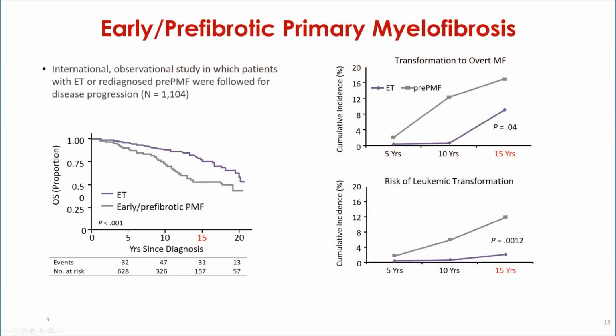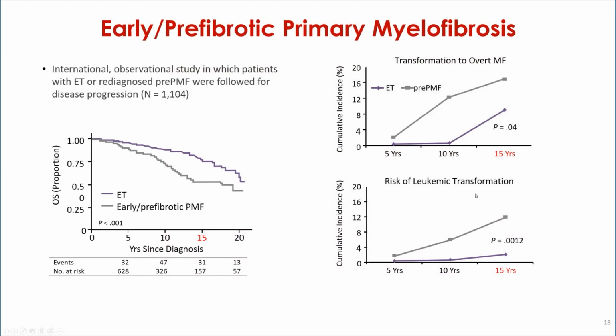What is then prefibrotic myelofibrosis? Comparing this to ET, what you see on the left side is the survival of the two groups. This is one of the seminal papers that describe this group of people. You see that patients with early prefibrotic myelofibrosis, looking to the left, have a median survival of 15 years.